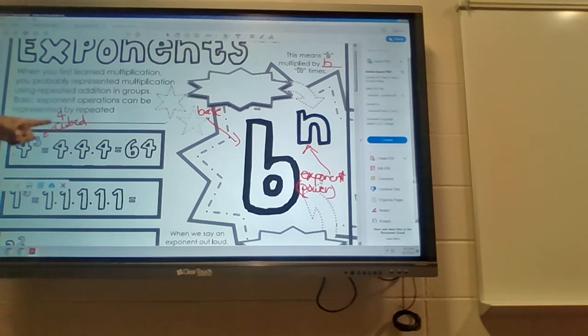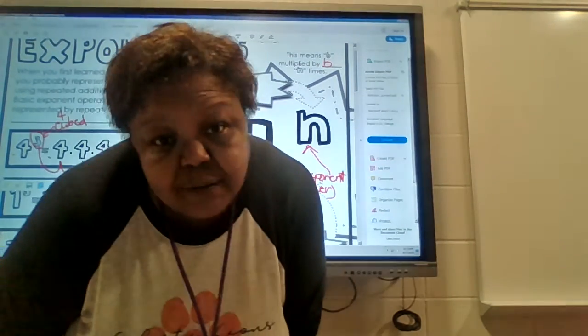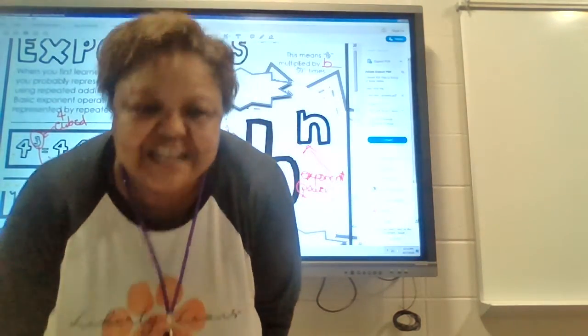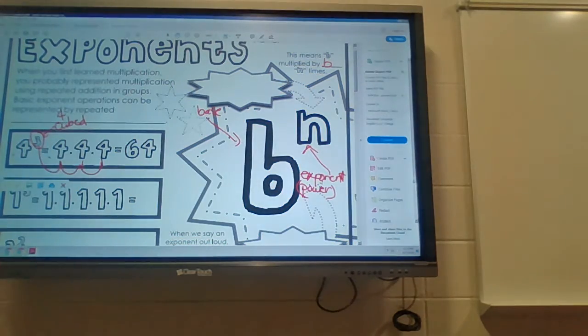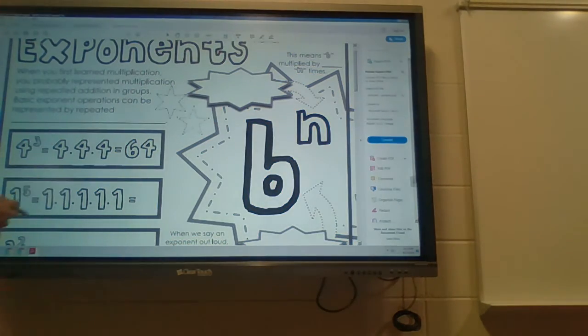Go ahead and write that on your paper. But it means 4 times 4 times 4. How many 4s do we have here? 1, 2, 3. I'm going to multiply 3 4s there. 4 times 4 times 4 is 64. You're welcome to use a calculator on these. This is a shorter way to write it. So it does not mean 4 times 3. Do you hear me, people? I need you to get that all the way down to your spirit, okay?